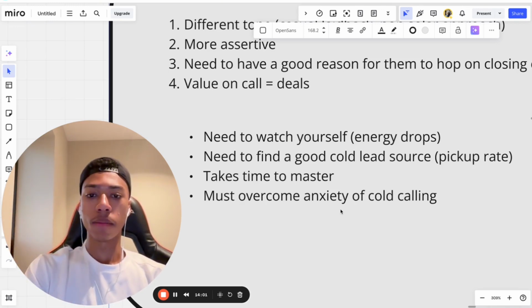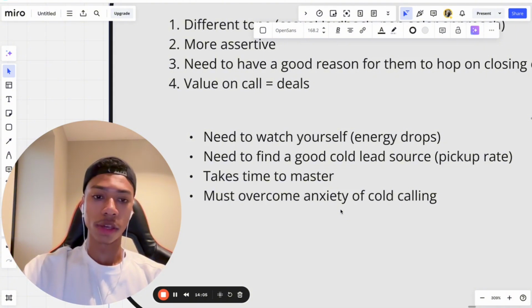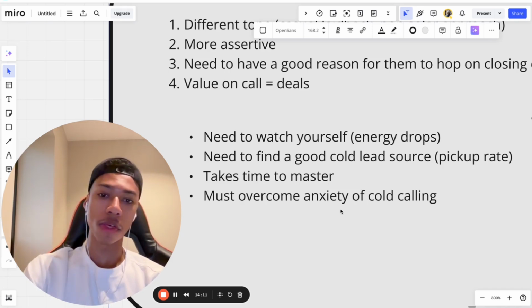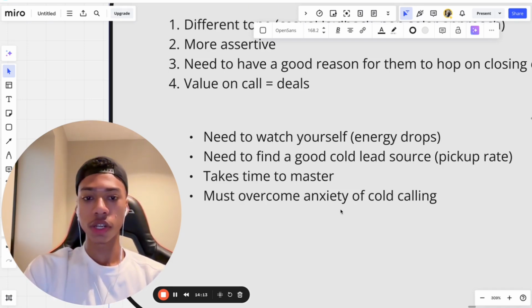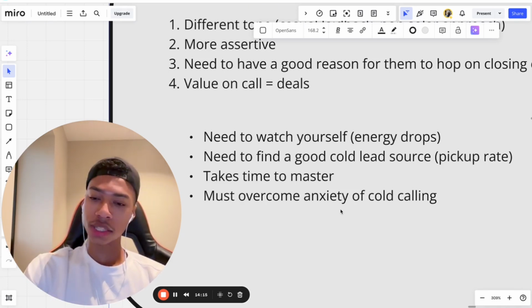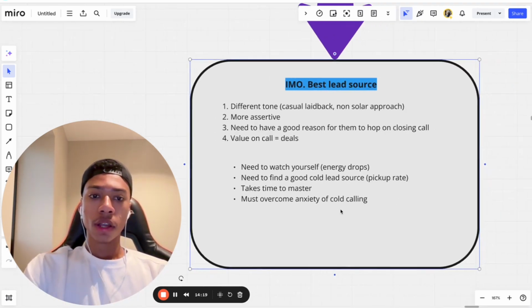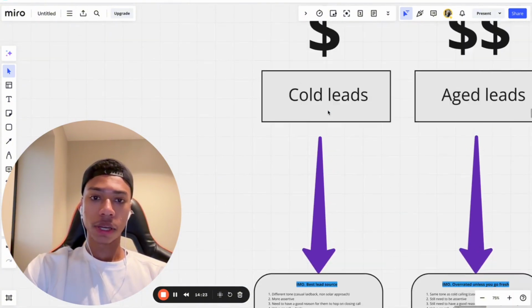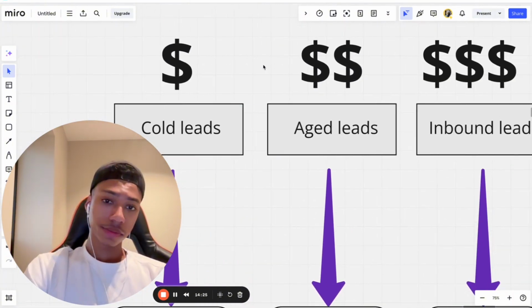That's basically why you need to overcome it, and you also need to overcome the anxiety of cold calling for other reasons. Self development. If you're anxious about cold calling, you're probably anxious about other things in social situations, and overcoming cold calling anxiety will help you massively in that as well. So this is cold leads, and I'm going to compare it to age leads.